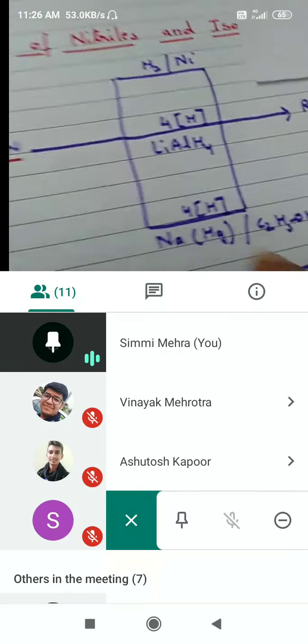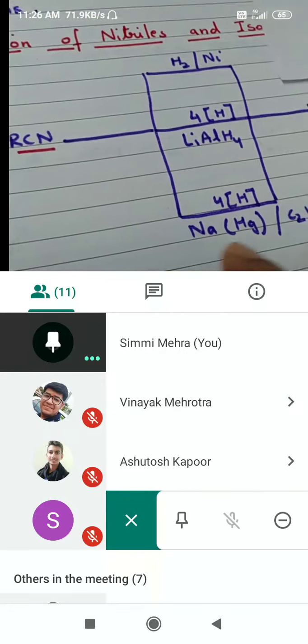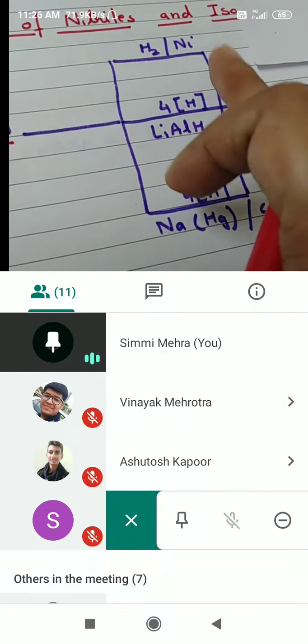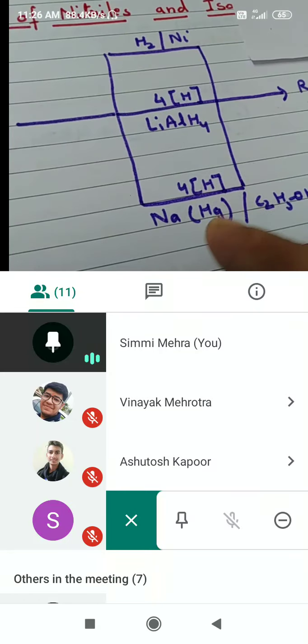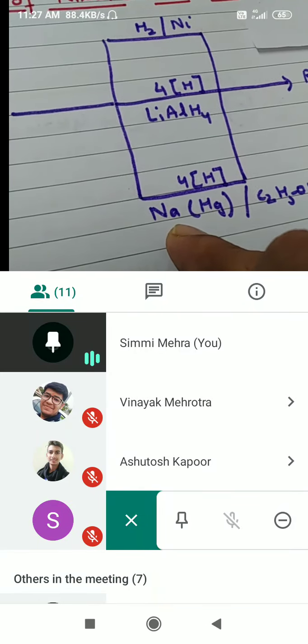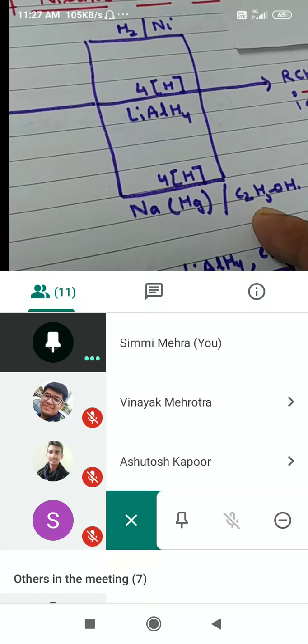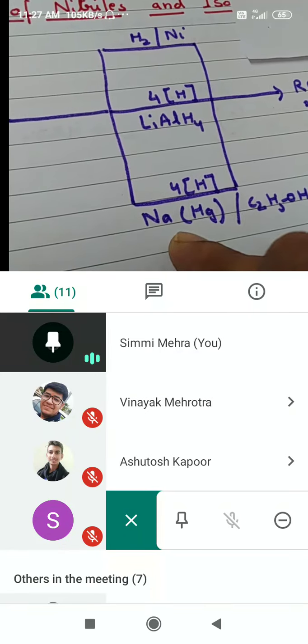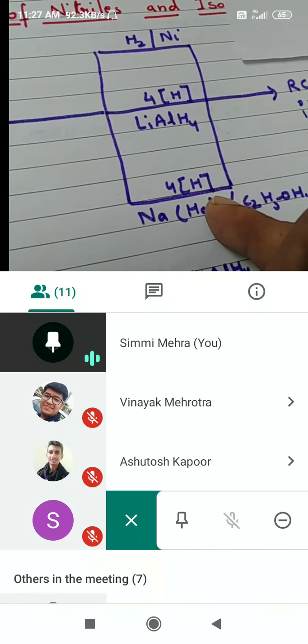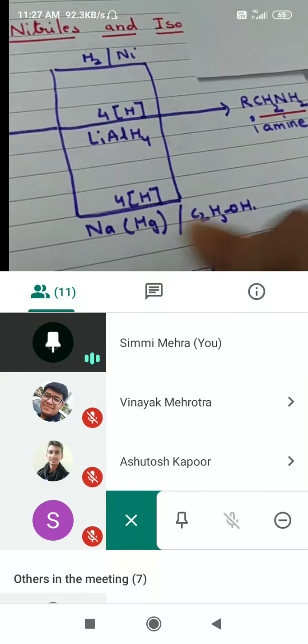So in all of them it is like this. But reducing agents can be hydrogen with nickel, lithium aluminum hydride, or sodium and ethanol. If you add a piece of sodium in alcohol, what happens? Hydrogen is liberated. This is a reducing agent.